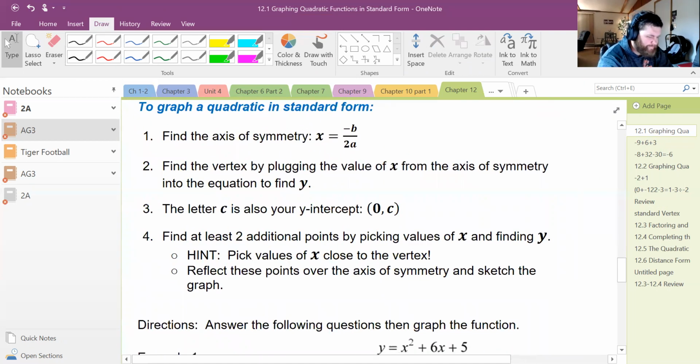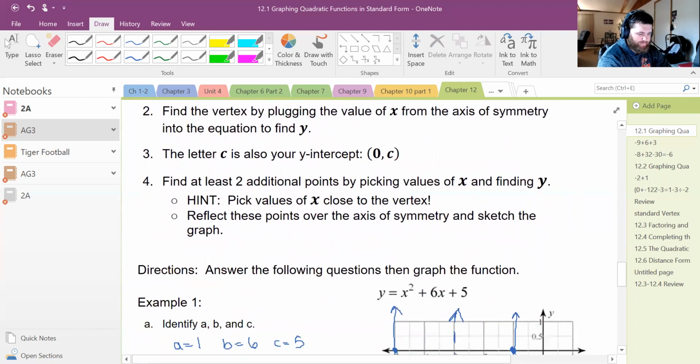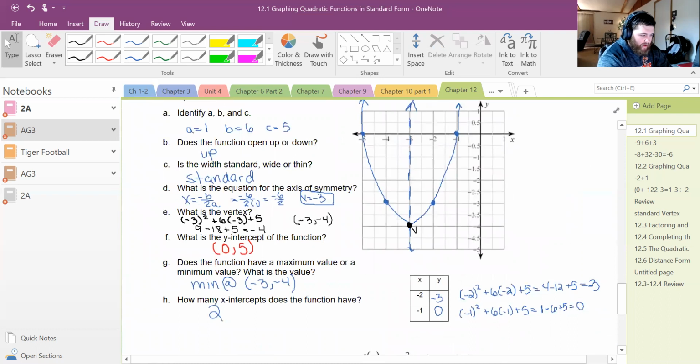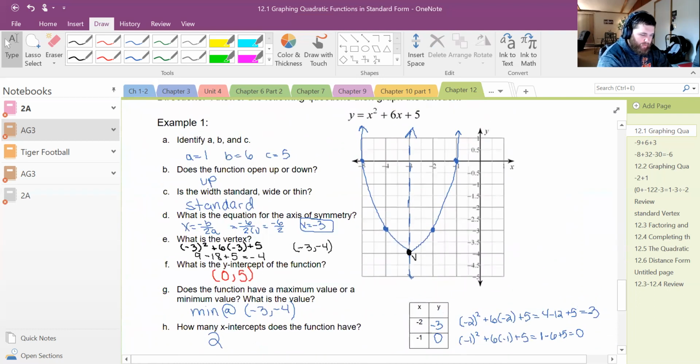Let's get to graphing a little bit. So it's the same thing we're doing. It's just now we're going to put it into a graph. Okay, so in the first example, let's just walk through it.